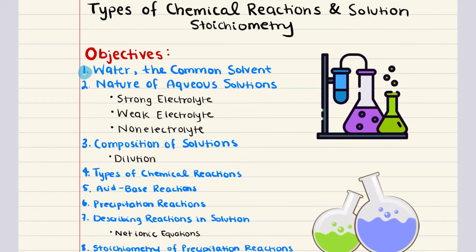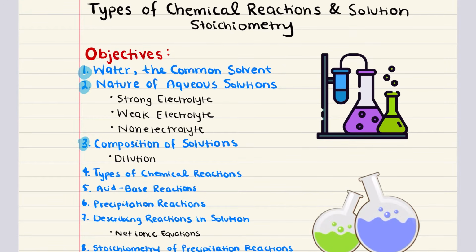So here we're going to elaborate on the chemical properties of water. How does its structure make it such a versatile solvent, and what types of reactions does it commonly participate in? Then the second objective, we're going to begin talking about the nature of aqueous solutions. Here we're going to learn about electrolytes, strong and weak electrolytes as well as non-electrolytes.